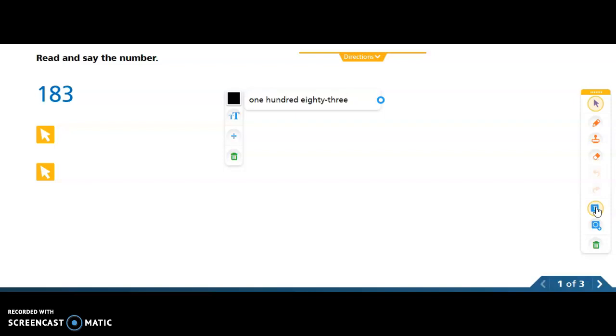What does the 1 represent, though, in this number? If you said one group of 100 or 100, great. What does the 8 represent in this number? If you said 8 groups of 10 or 80, that is correct. What does the 3 represent? The 3 represents 3 groups of 1 or 3.